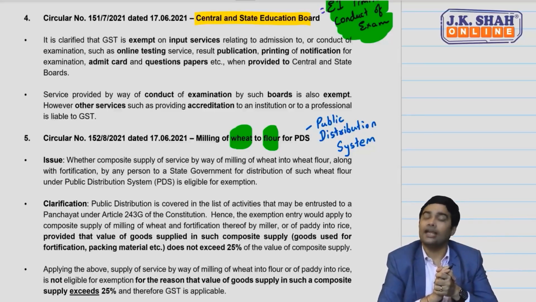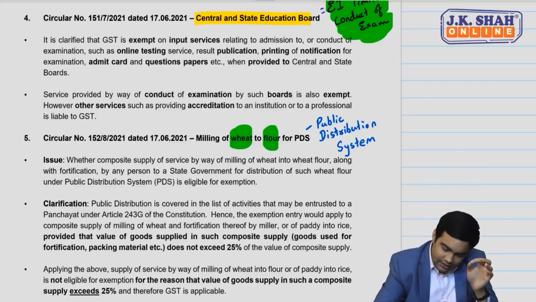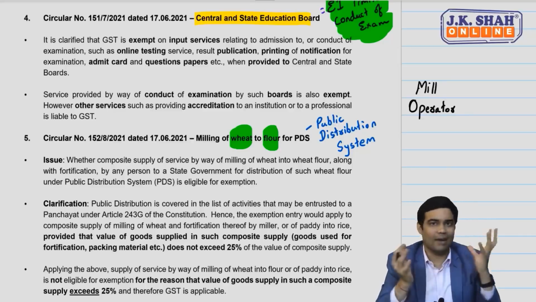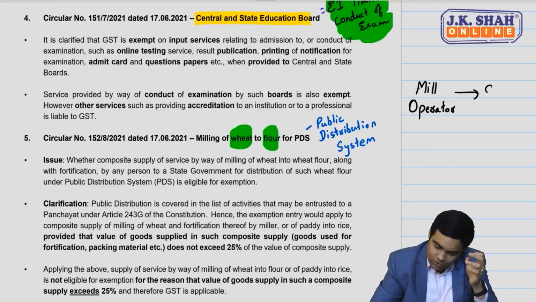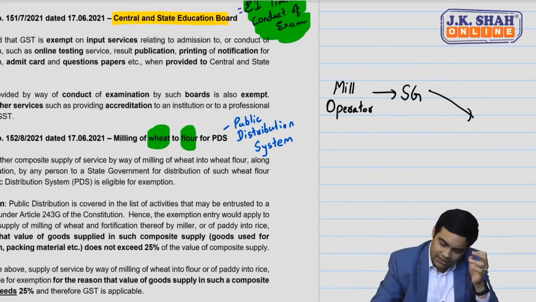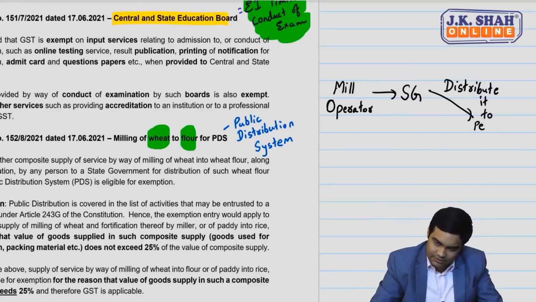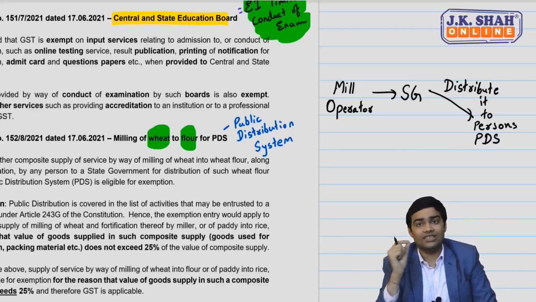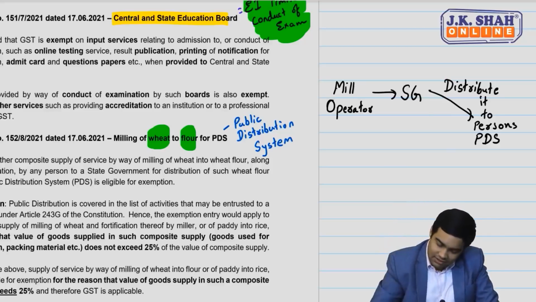Correct? Yes, sir. Now, the question was, there is a mill operator. What does this mill operator do, sir? He converts wheat into flour. He buys wheat, converts into flour and supplies it to state government. And what does state government do, sir? State government will distribute it to various persons for PDS. Correct? PDS is a function which is entrusted to the government. Government is responsible to distribute food grains etc. under public distribution system. So this is a function which is under Article 243G, 243W of the Constitution.